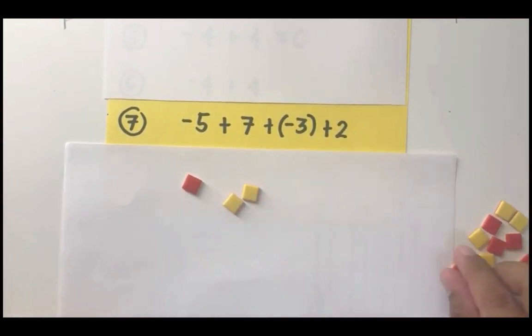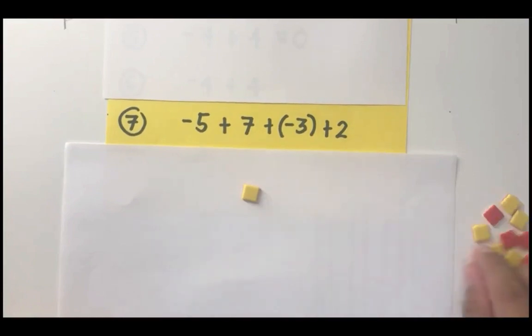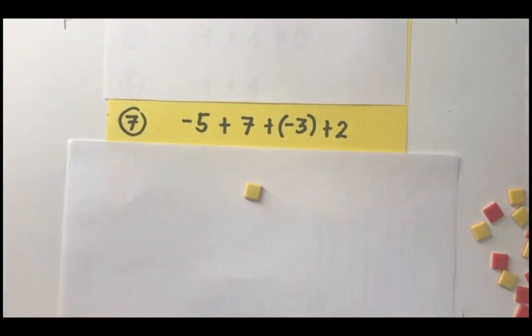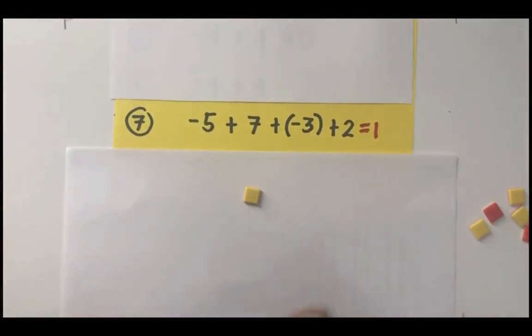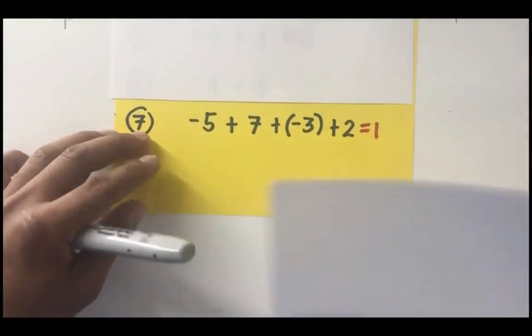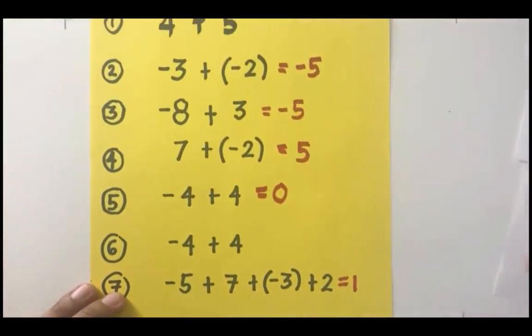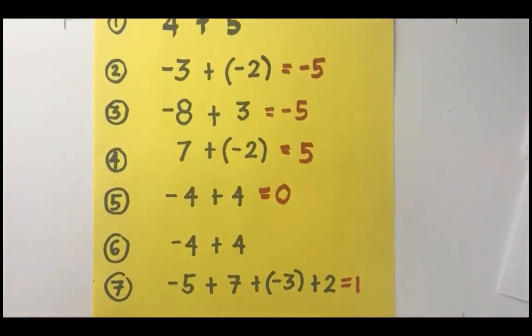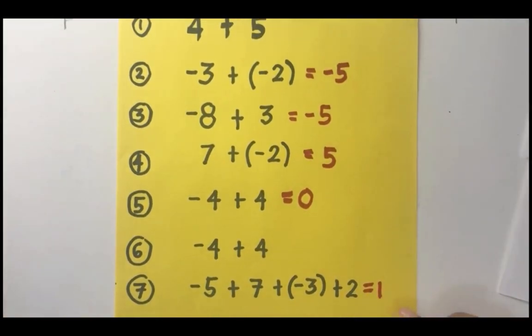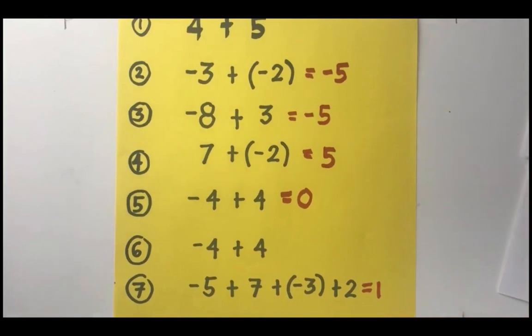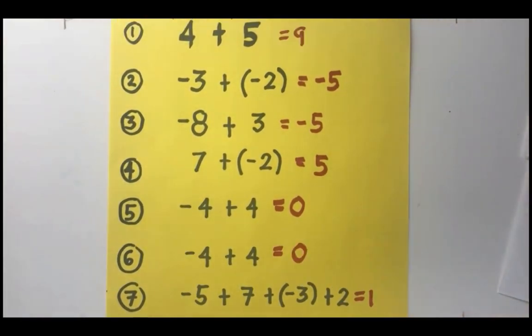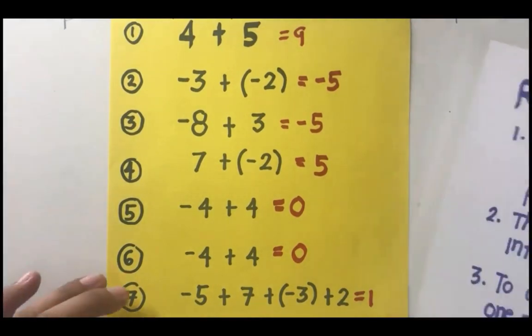Whatever's left is the answer. So our answer is positive 1. Now, I want you to observe all of this and try to create a rule for addition of integers. So let's pause for a moment. Okay, assuming that we already have finished writing your journal entry, these are now some of the observations that you can have.